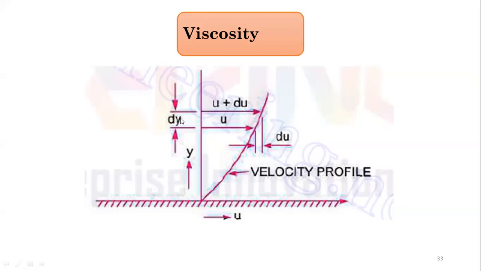I'm going to consider one more layer above that, where the gap between the two layers is dy. So the velocity will be a little bit more. That is u plus du will be the velocity of the upper layer, and for the bottom layer the velocity will be u. Why will this difference be there? Because this layer will be attached to the bottom layer.